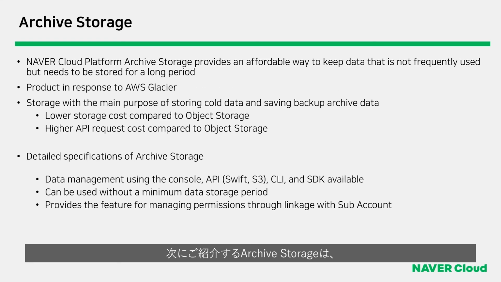Next up is archive storage, which is a storage service suitable for archiving. As a service corresponding to AWS's Glacier service, it is suitable for storing infrequently used cold data, or archive data, since its storage fees are lower than those of object storage, while its fees for API calls are higher. It has a feature of being able to manage in the form of console, API, CLI, and SDK, and there is no minimum storage period. It supports management through sub-accounts, so permission separation in the role-based access control method is possible.